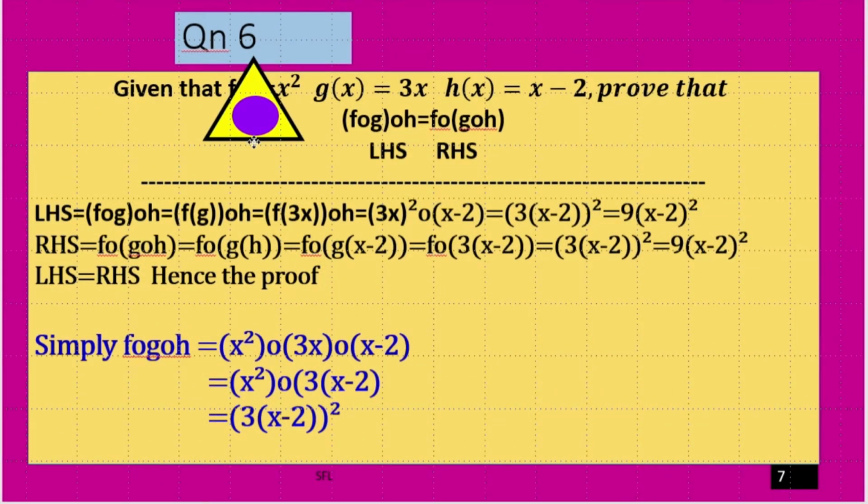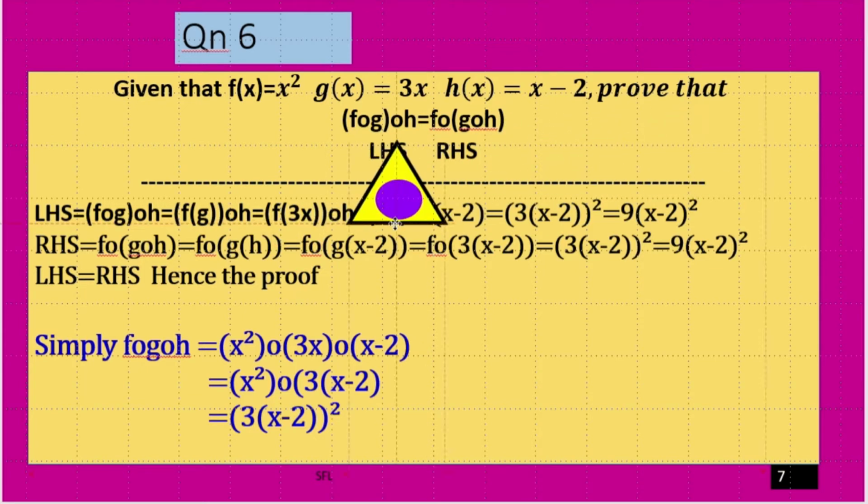Question number 6. Given that f(x) = x², g(x) = 3x, h(x) = x − 2, prove that (f∘g)∘h = f∘(g∘h). That is, here the first two functions are evaluated, then combined with the third. Here the last two are evaluated first, then combined with the first function.